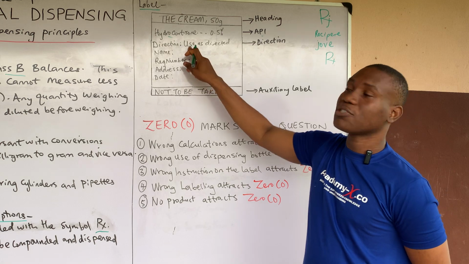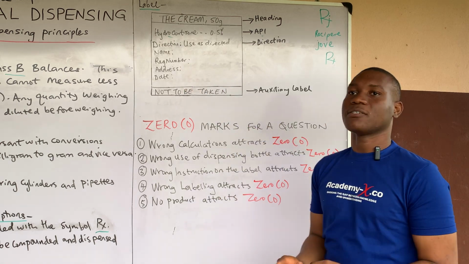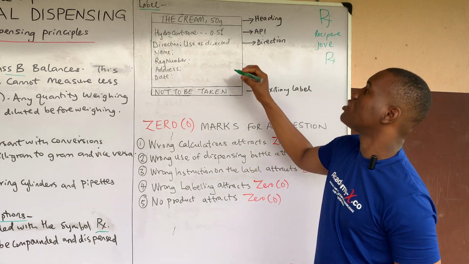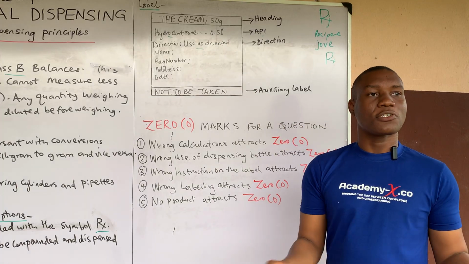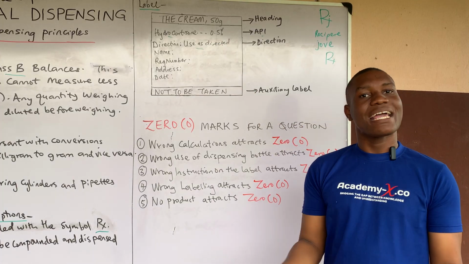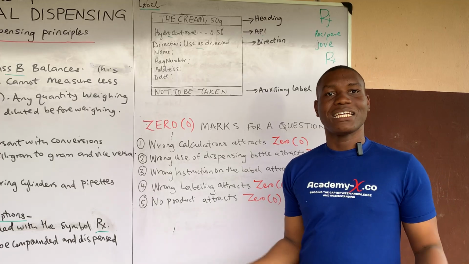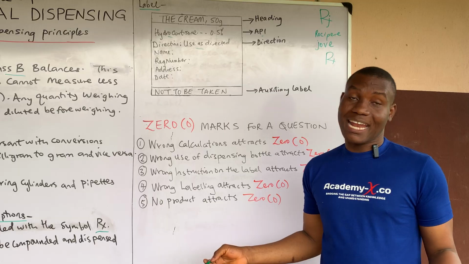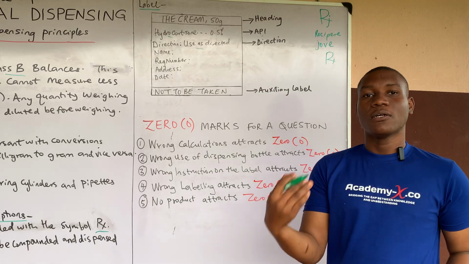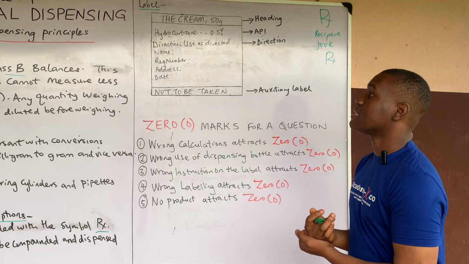Now, this is the direction that you are giving the patient. So you tell the patient that he or she should use as directed. The direction may be anything. It might be applied two times in a day. It might be applied with a brush. There are many directions you can give the patient. So as we go on, we are going to look at these directions.